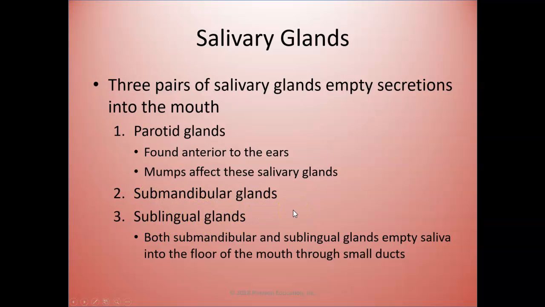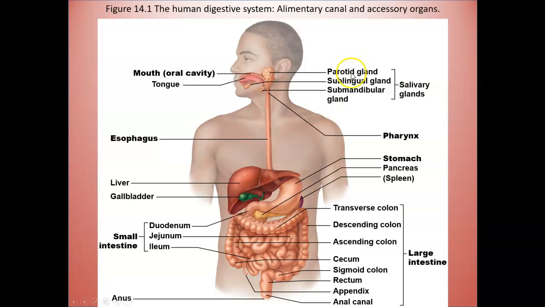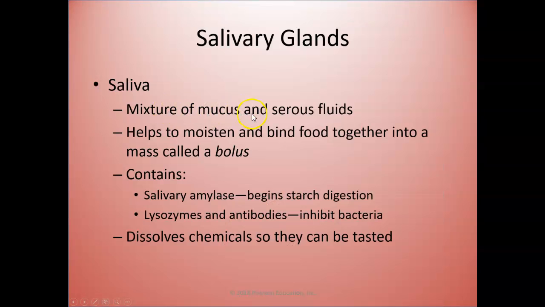And we'll look at an image of where those are. So you've got the parotid glands, which are up here. We've got the sublingual, which is down below the tongue, and the submandibular, which is down there. They all produce saliva, which is a mixture of mucus and serous fluid. It helps to moisten the food and bind it together into a mass that we call a bolus. When you swallow a chunk of food, that's called a bolus.